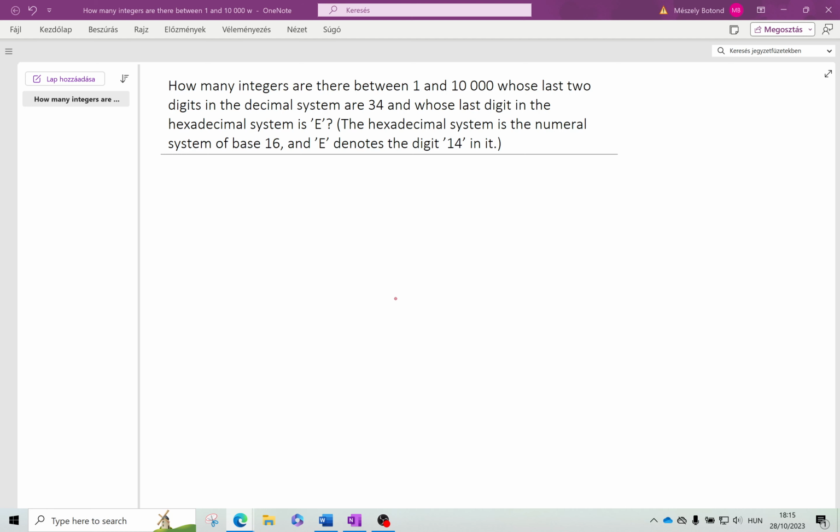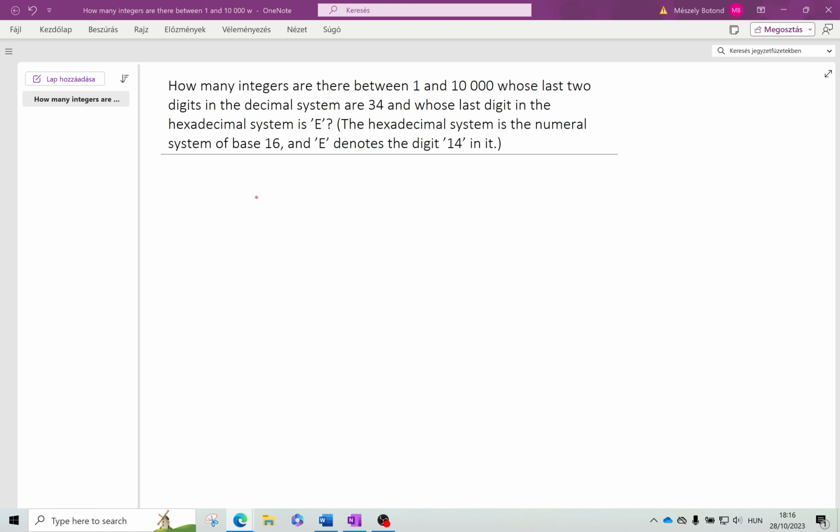How many integers are there between 1 and 10,000 whose last two digits in the decimal system are 34 and whose last digit in the hexadecimal system is E? The hexadecimal system is based on a base of 16, and E denotes the digit 14 in it. So let's start with what this question means.